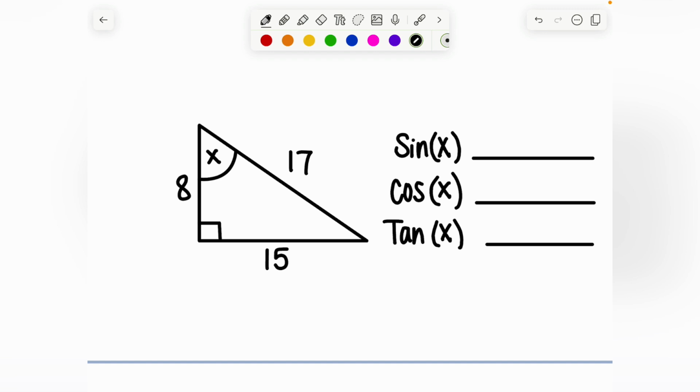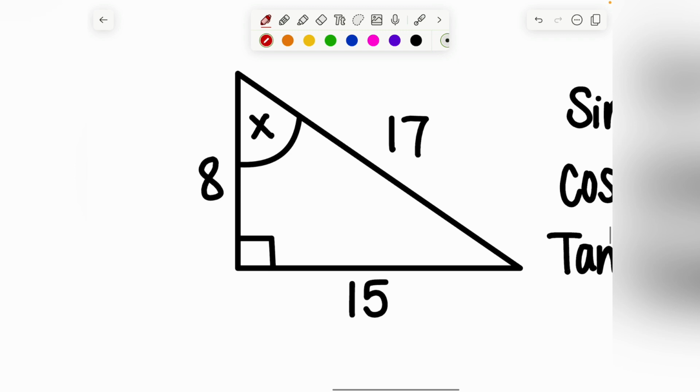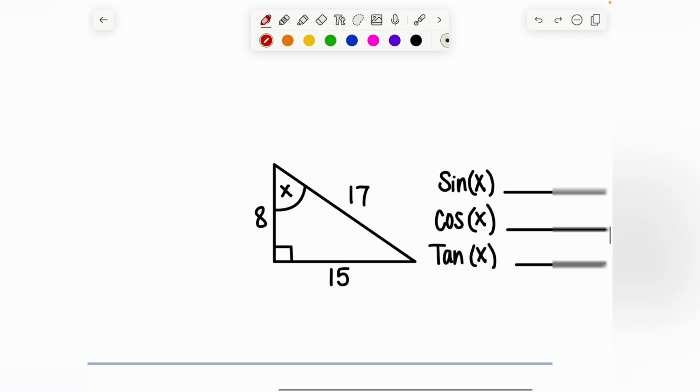Hello, and welcome to a little review on trigonometry, right triangle trigonometry. The first thing I want to review is just what are these trigonometric ratios and what do they mean? In trigonometry, what we are doing is relating the sides of a right triangle to the angle of the right triangle using ratios.